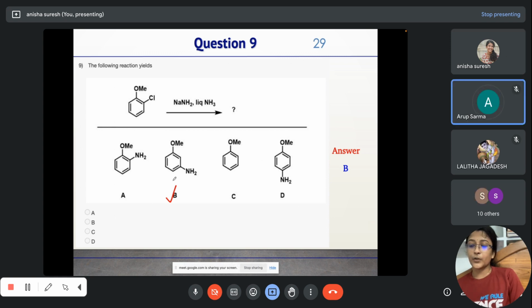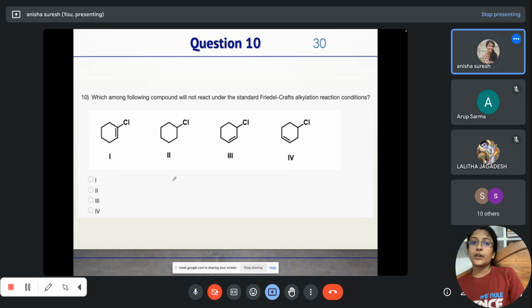Yes, ma'am. Okay. Now, coming to question number 10, which among following compound will not react under the standard Friedel-Crafts alkylation reaction condition? So they have given four different alkyl chlorides. So which among the following compounds will not react under the standard Friedel-Crafts alkylation reaction condition? So, before going into finding the answer, we should know the limitations of Friedel-Crafts alkylation reaction.